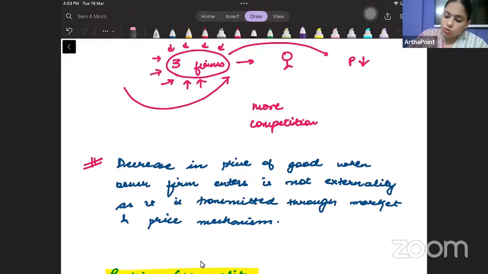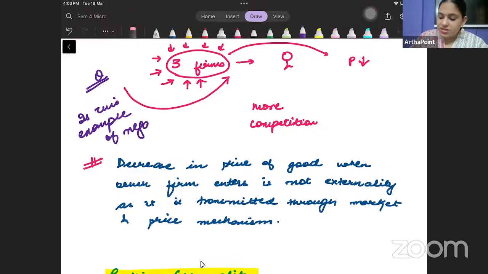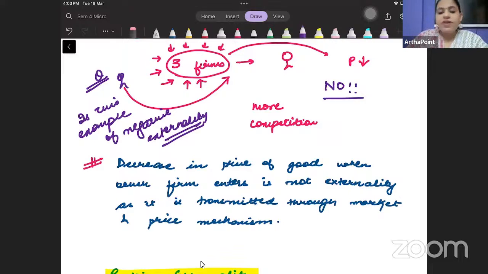तो my question to you is, is this an example of negative externality? क्या हम बोल सकते हैं that these 3 firms are getting negatively affected from the coming of this new firm, and therefore this is an example of negative externality? The answer is no. Why?